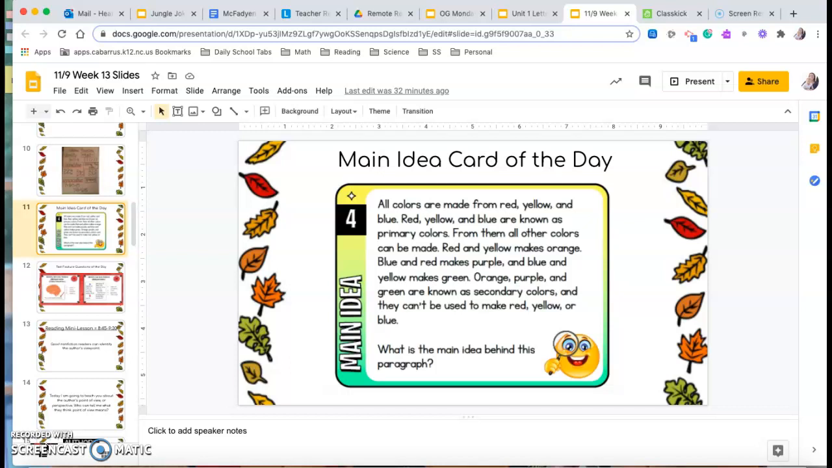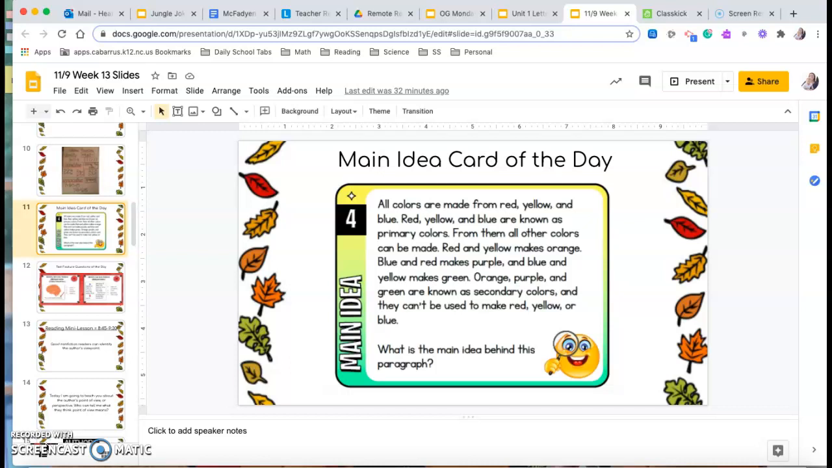All colors are made from red, yellow, and blue. Red, yellow, and blue are known as primary colors. From them, all other colors can be made. Red and yellow makes orange. Blue and red makes purple. And blue and yellow makes green. Orange, purple, and green are known as secondary colors, and they can't be used to make red, yellow, or blue.